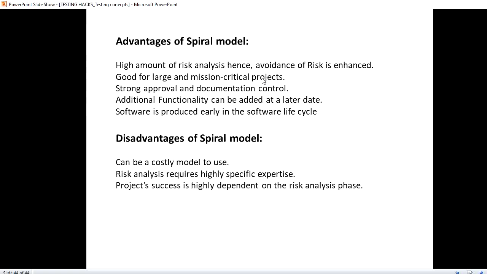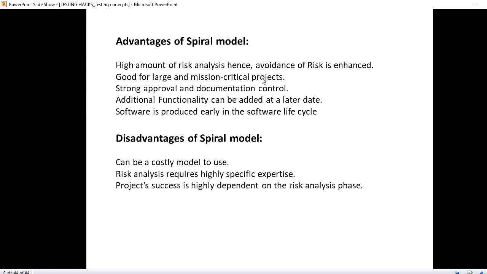Additional functionality can be added at a later date, because this is a spiral model. Each of the phases happens in a spiral way, in an incremental order. Software is produced early in the software life cycle. The dummy project will be produced, and then the real development will happen.